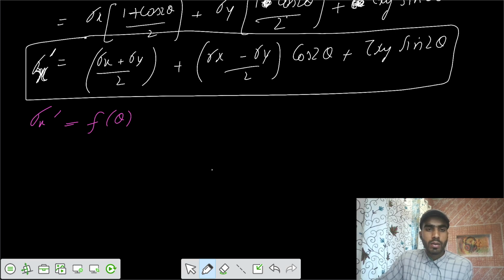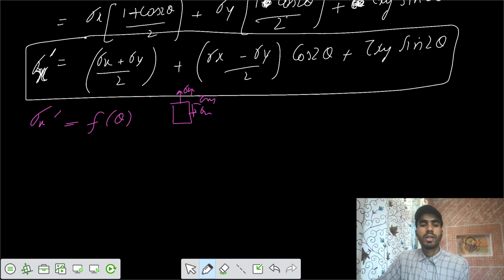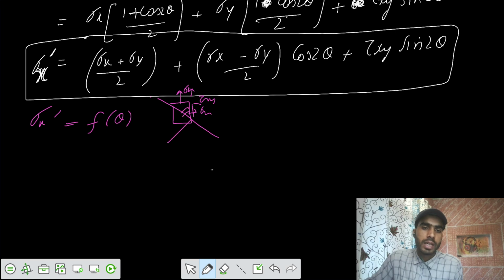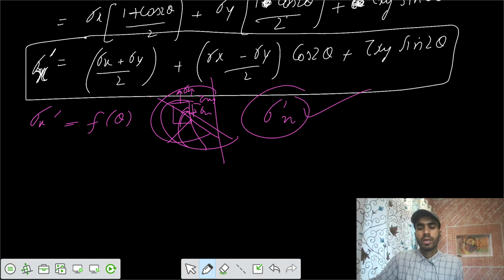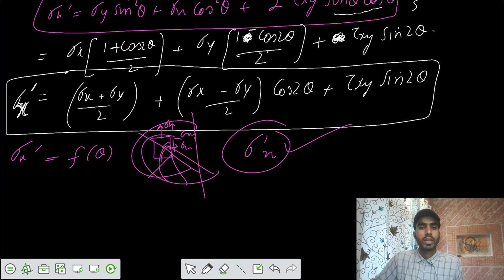By rotating that particular plane, I want to say this was our main plane. We know that sigma x, sigma y and tau xy are acting here. We know these three values. Now at a particular theta, I want to get the values of stresses, sigma x dash. This is the transformation of stresses. Similarly, we want to get tau xy dash.